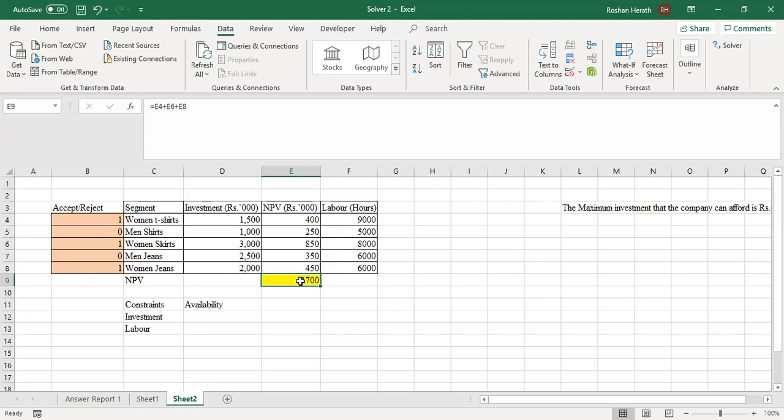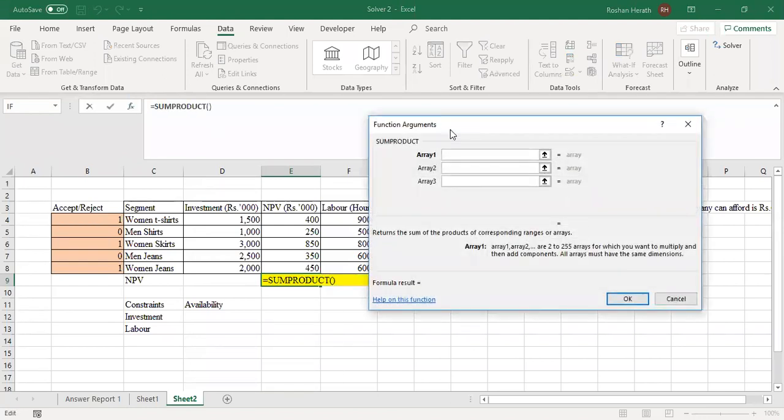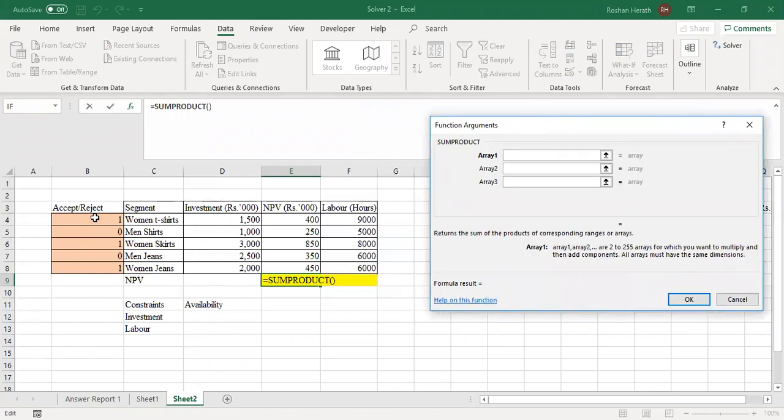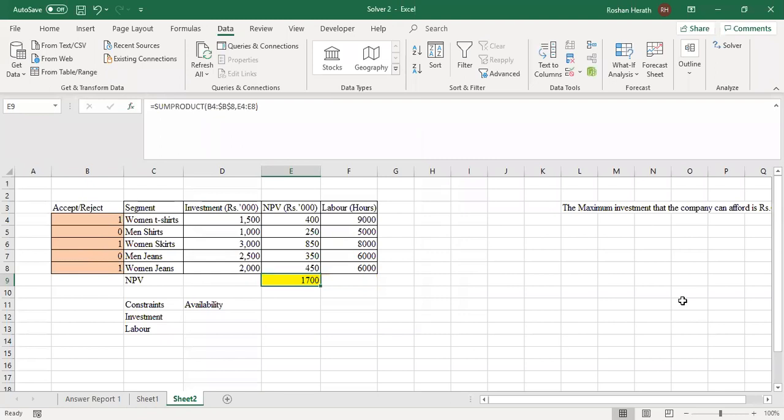Then what must be the ideal way of doing that? Again, applying your knowledge on some products, you can simply take the acceptance and rejection decision and multiply it by the NPV. So even when you are taking that, you need to think about the fact that you are also going to identify the labor hours required and the investment that is required. So in a way, you want to keep this acceptance and rejection column constant. Hence, I might make it constant. And then the array 2, you can keep it relative. So it's 1700, okay. So you have ended up getting the same answer, but the approach is different.